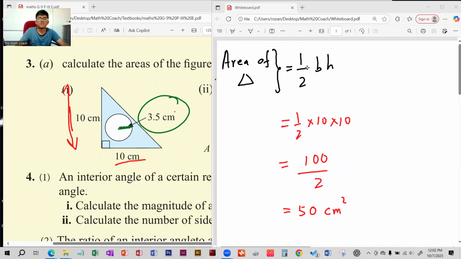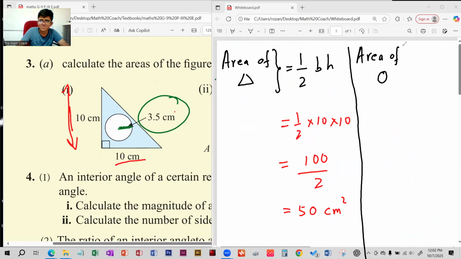Now we can find the area of the circle right here. Area of a circle is equal to how much? Pi r squared. Pi is actually 3.14, but in our syllabus we take it as 22 over 7. That's an approximation. Okay, we are running out of space here.